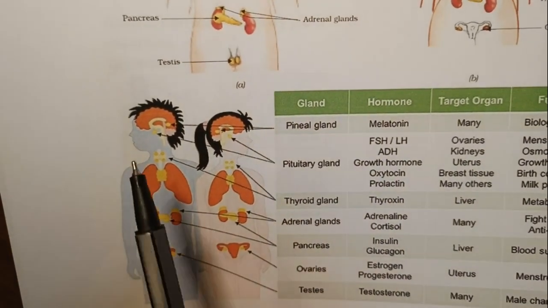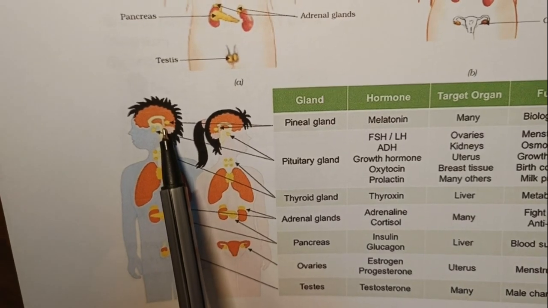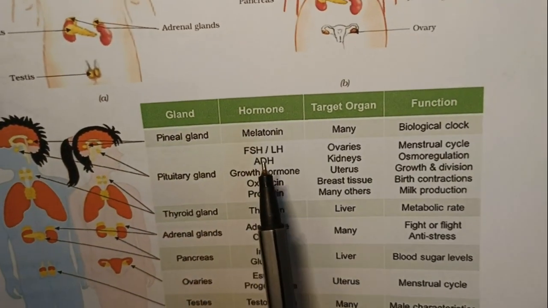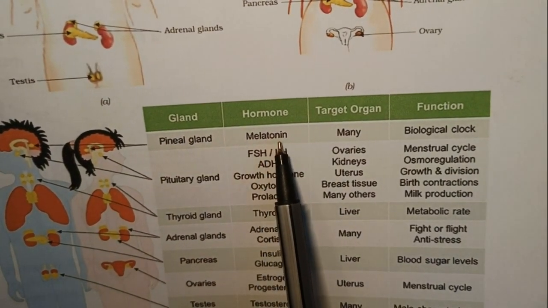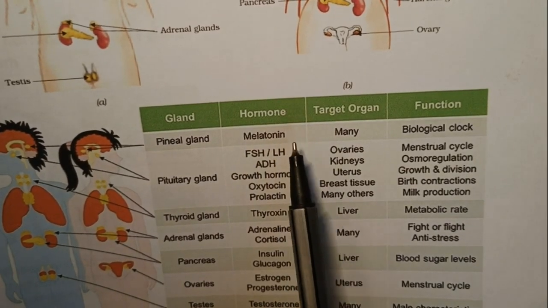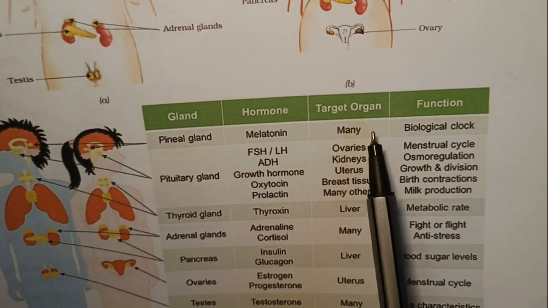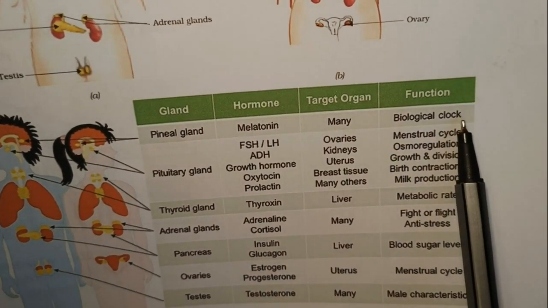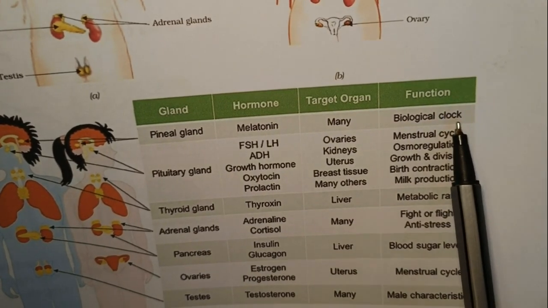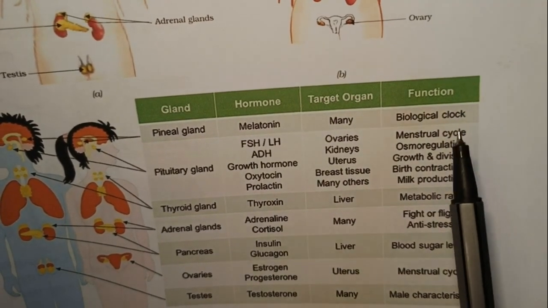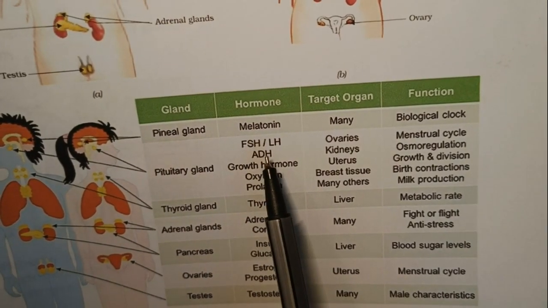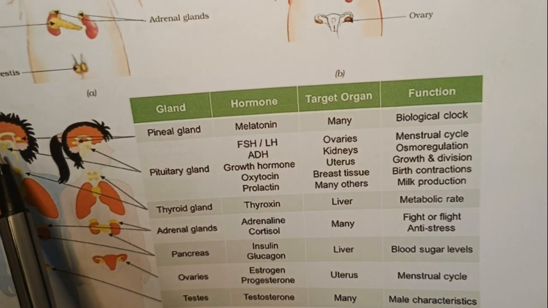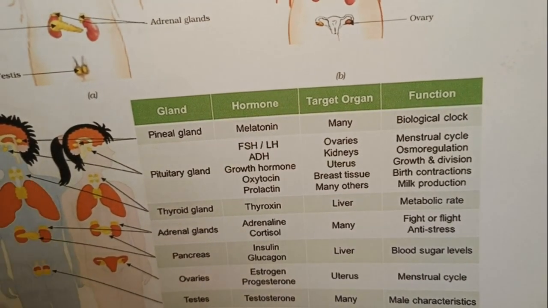So pineal gland, you can see it is situated in the brain, in the cranium, okay? It secretes melatonin, and melatonin has various target organs. It functions as a biological clock, okay? Very important for your sleep-wakefulness cycle. Other hormones come from the pituitary gland. The pituitary gland is again located inside the cranium. It's a part of the brain.